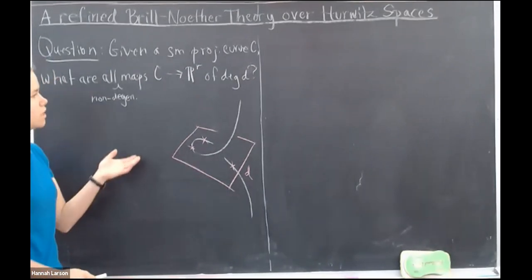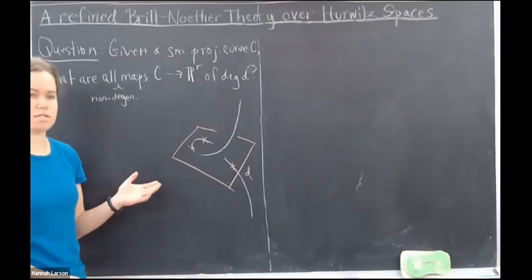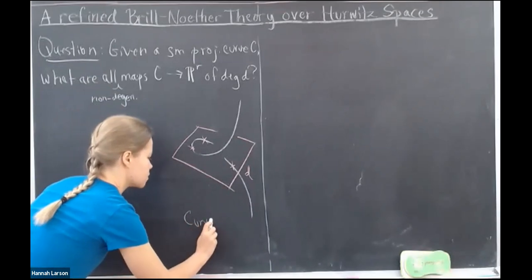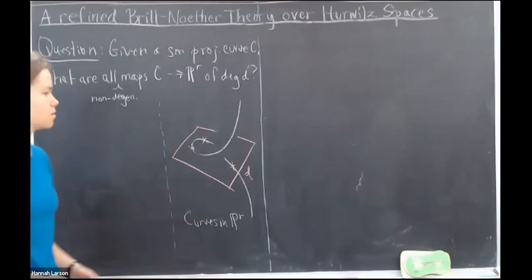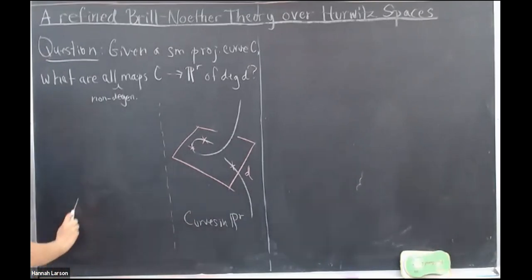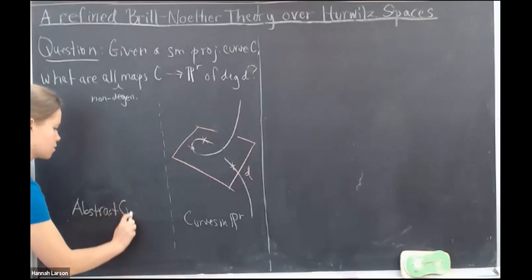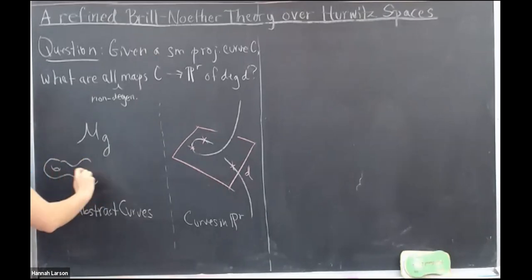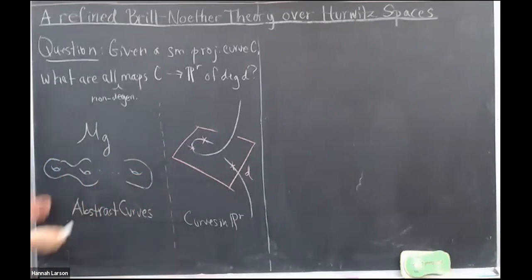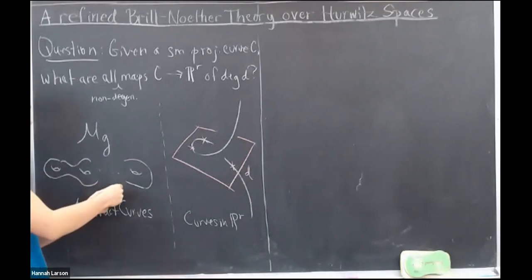This question is really about relating two perspectives on the theory of algebraic curves. On the one hand, here we have curves in projective space, which is historically how curves were studied, always thought of in some ambient space. But we also have a notion of abstract curves, which are parameterized by some moduli space M_g of genus g curves. And I'll just draw here over the complex numbers. This is parameterizing genus g Riemann surfaces. And our question is, given some curve, what are all of the ways of realizing that curve as sitting inside some projective space?